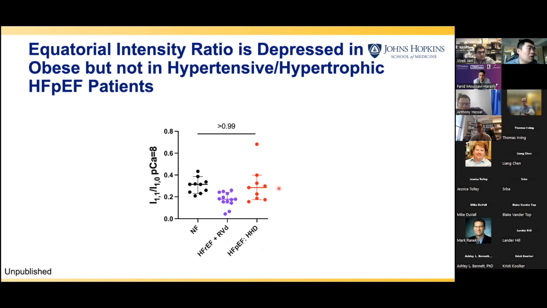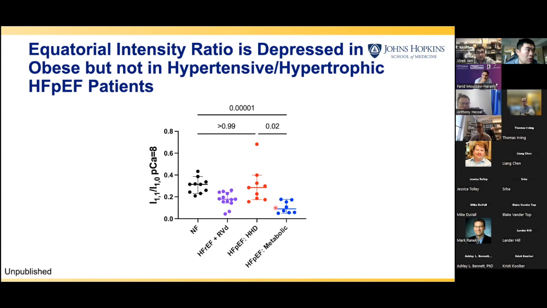Do they look the same or do they look like HFrEF? And to our surprise, they looked exactly like HFrEF. The equatorial intensity ratio is significantly depressed in these obese patients, and it's significantly depressed compared to the hypertensive patients as well. So again, this seems to be an obesity thing, and obesity is doing something that we don't quite understand.